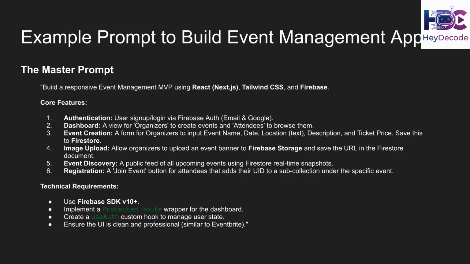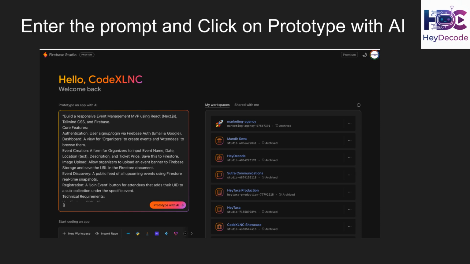For our example, we are using this master prompt to build a responsive event management MVP using React, Tailwind CSS, and Firebase, including core features and technical requirements. After entering your comprehensive prompt, click on the Prototype with AI button to move forward.